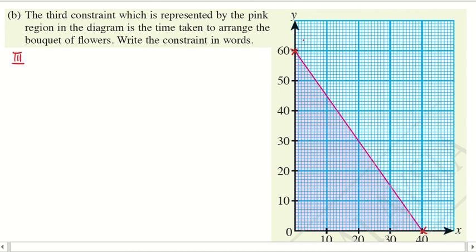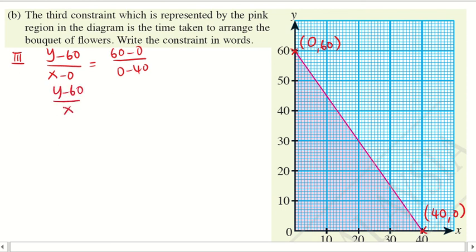Take two coordinates. (0, 60). Another one is (40, 0). X, Y. Then use the formula. Y minus, choose one, Y minus 60 over X minus 0 equal to the gradient. How to find the gradient? 60 minus 0 over 0 minus 40. Okay, so Y minus 60 over X equal to negative 60 over 40. You simplify it, negative 3 over 2.